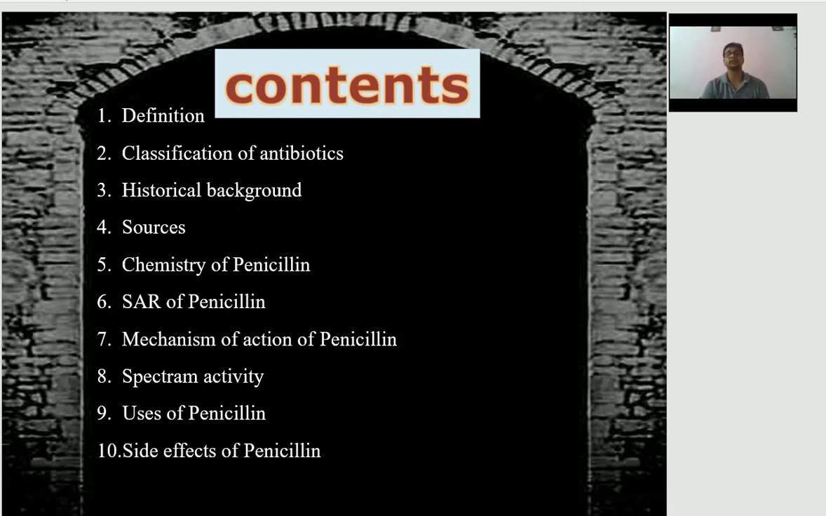First is the definition. Second is the classification of antibiotics. Third is historical background. Fourth is sources. Fifth is chemistry of penicillin. Sixth is SAR of penicillin. Seventh is mechanism of action of penicillin. Eighth is spectrum of activity. Ninth is uses of penicillin. Tenth is side effects of penicillin.